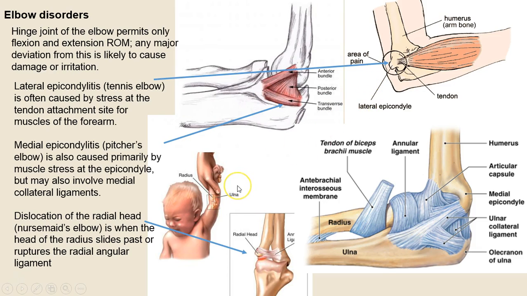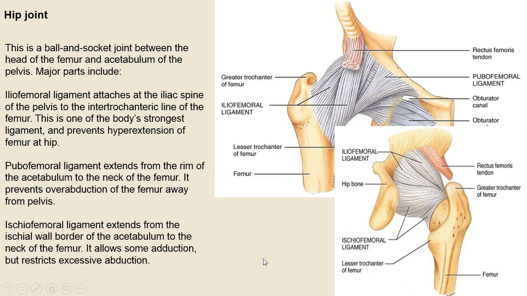And finally, we have the nursemaid's elbow, dislocation of the radial head. If you ever take a child, sometimes parents do this, they get excited and swing the child around in the air in a circle, holding their arms. It's a lot of fun, but it can cause a dislocation of the radial head. It slides past the angular ligament, and we have problems there. Here you can see it right here. Just a little inflammation. Not a happy child there.